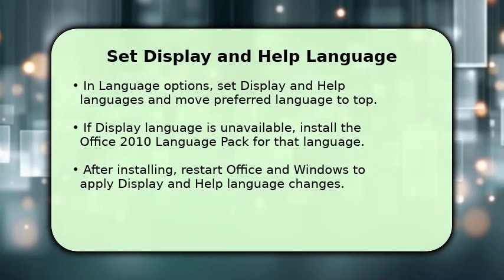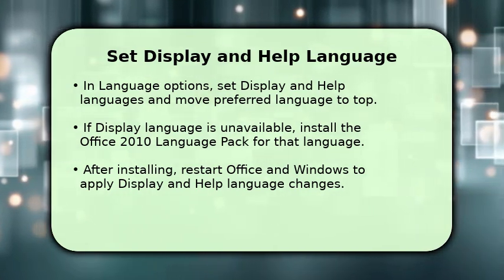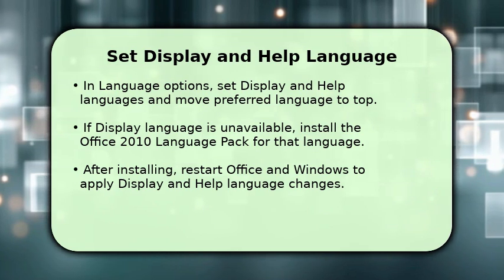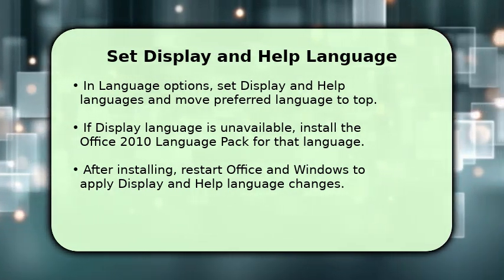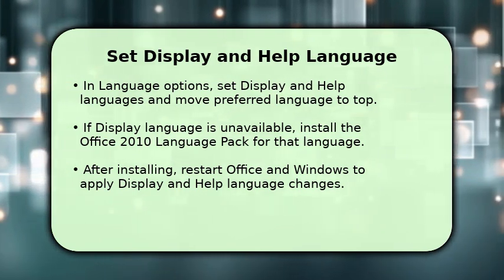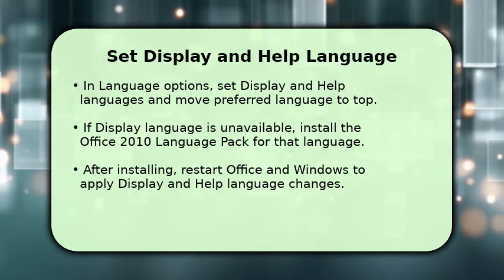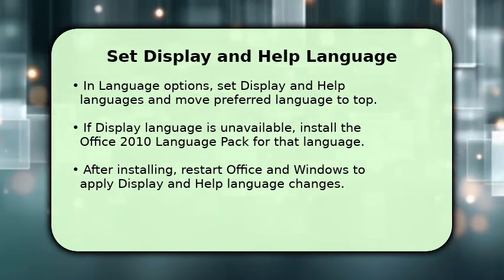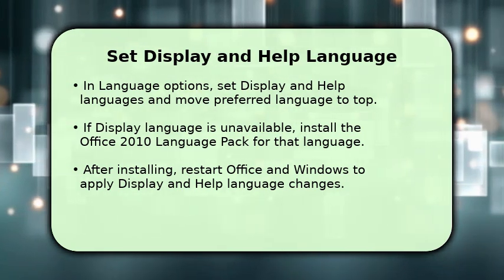To change display and help languages, open File, Options, then Language in any Office app. Under Choose Display and Help Languages, select your preferred language and click Set as Default. If your preferred language is not listed, download and install the Office 2010 language pack for that specific language and architecture. After installation, reopen Language Settings to move the new language to the top.